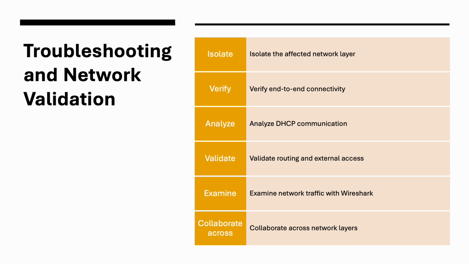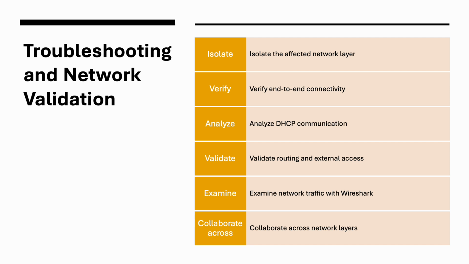Troubleshooting and network validation. This was the major part of stage 2. We faced several connectivity problems during the project. For example, there were times when our client and server did not receive an IP address, or the device could communicate inside the network but could not reach the internet.